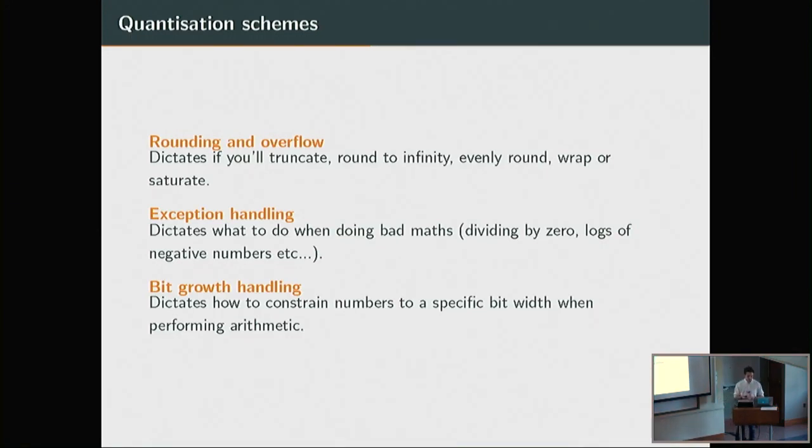This is not so much something that happens in DSP, but you've got your issues of dividing by 0, you've got your logs of negative numbers. And what is of issue is your bit growth handling. How do you handle bit growth throughout? What I'll address is the fast Fourier transform.